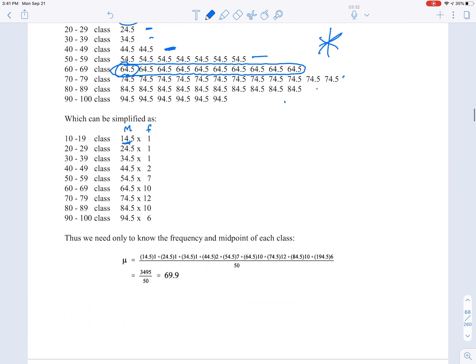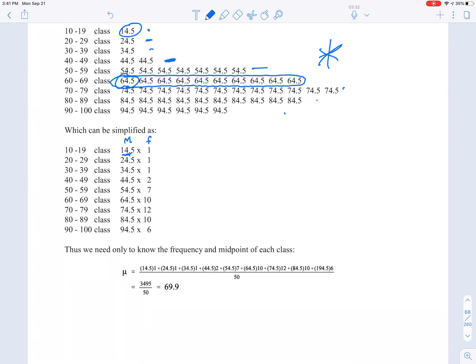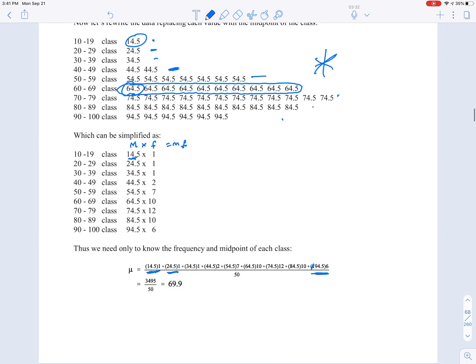Then what we do is multiply each of the class marks by its frequency to get an MF value. And then we sum them up and divide through by n. So this is what we've done down here. 14.5 times 1 plus 24.5 times 1, and so on, all the way up to the last one, which is 94.5. That's a mistake there. 94.5 times 6. And then you divide through by the n, which is 50.